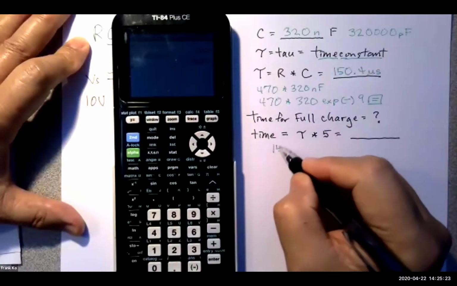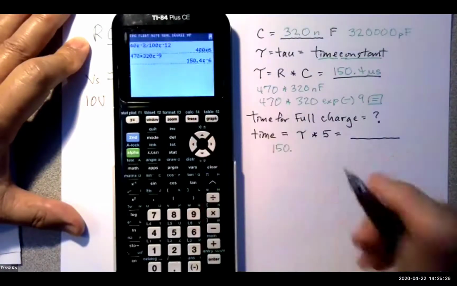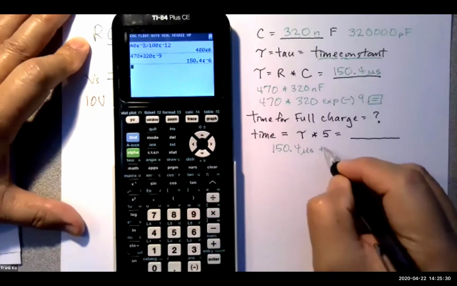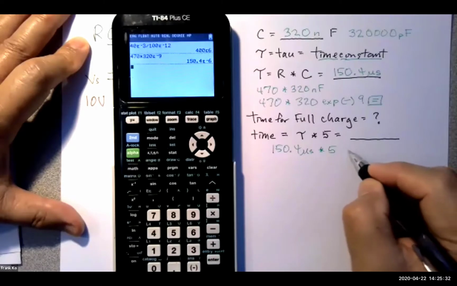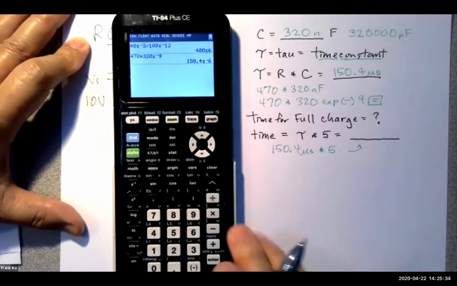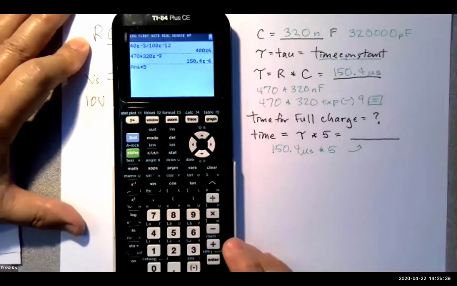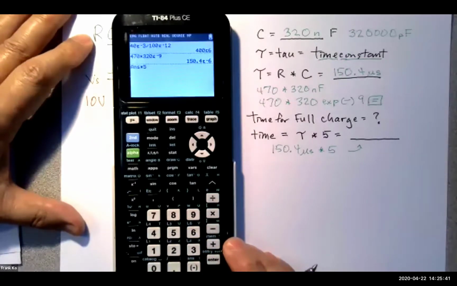Whatever we calculated for tau up here, the 150.4 microseconds, is going to be multiplied by 5. So 150.4 microseconds times 5 will give us this number here. I will simply do times 5. And the answer to that one, Gabriel, what do you calculate?